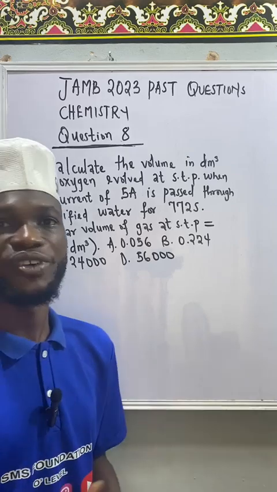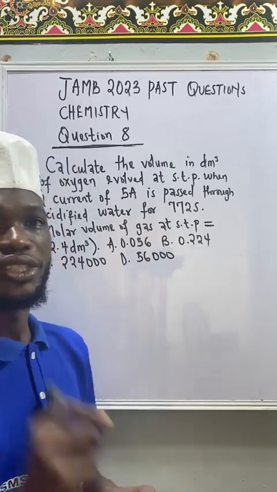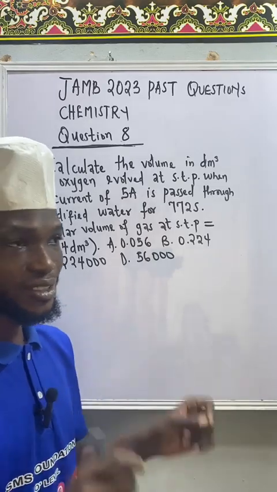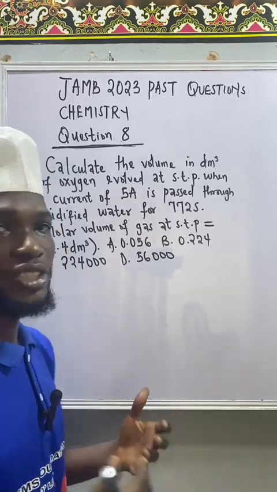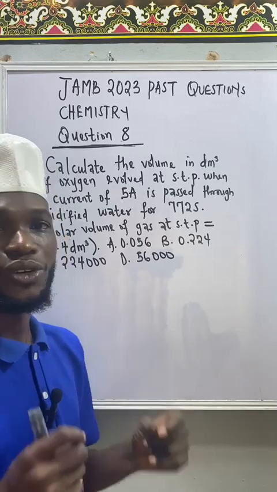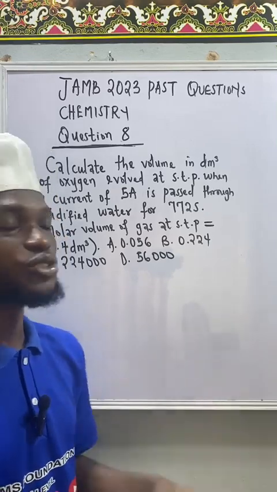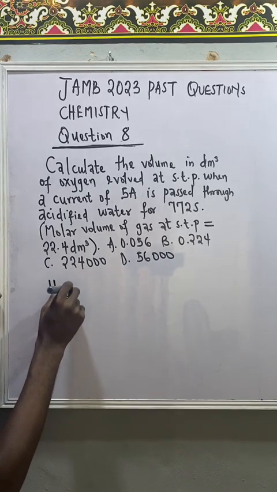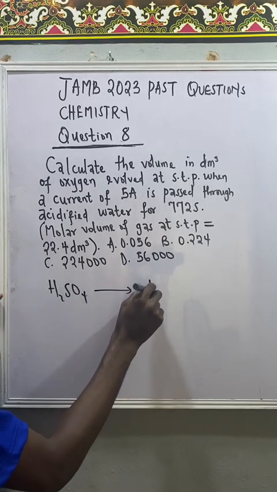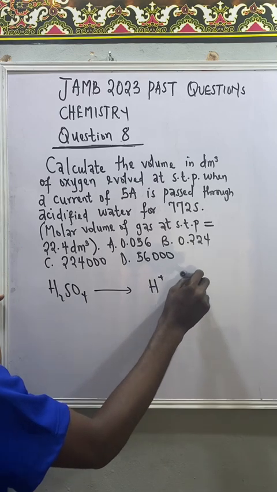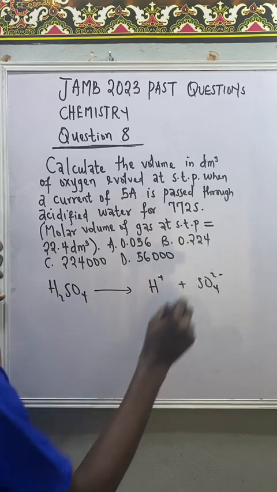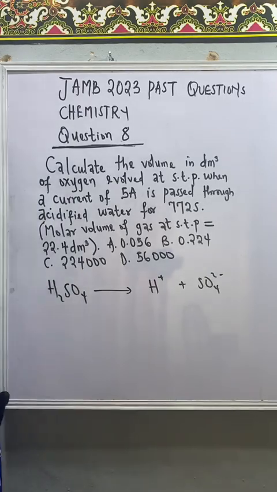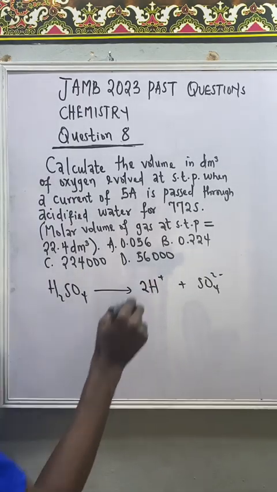Good. What is acidified water? That's dilute tetraoxosulfate(VI) acid, or dilute sulfuric acid. Now, when dilute sulfuric acid undergoes electrolysis, it's split into positive and negative ions. So H2SO4 will split into hydrogen ion and SO4 2- ion. So it will split into hydrogen ion and sulfate ion. So this is balanced like this.